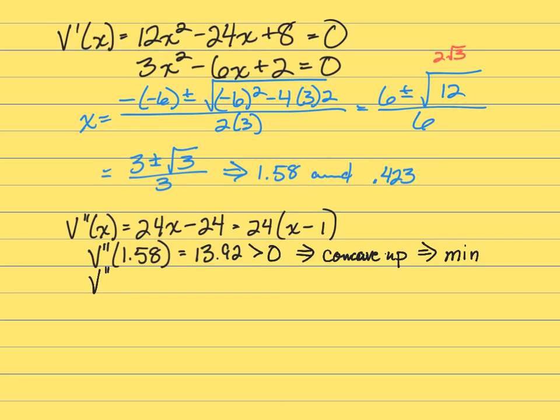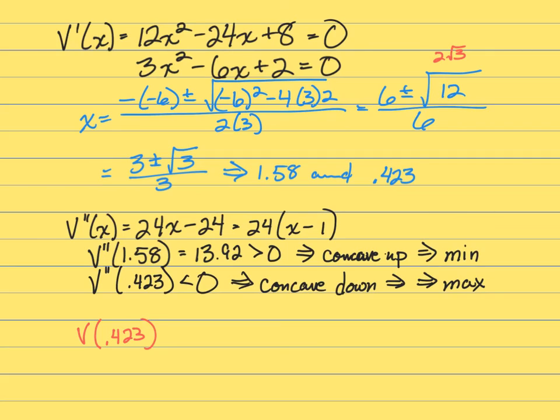Whereas if I go in here and plug in the 0.423, I'm going to get a negative value out. I don't really care what the value is, but I am going to get a negative value out. So that indicates concave down, which of course implies that's where your maximum will be. So we'll get a maximum when x is 0.423.